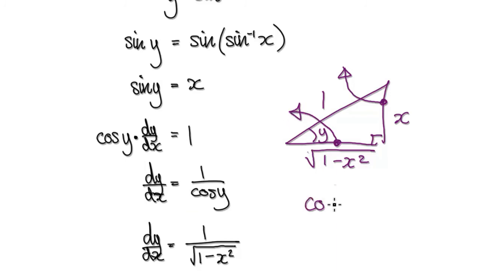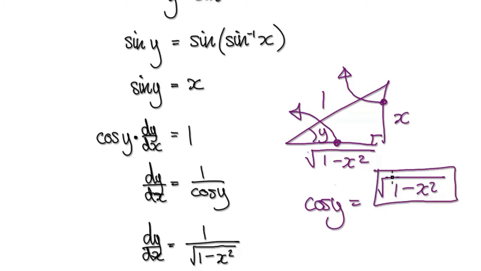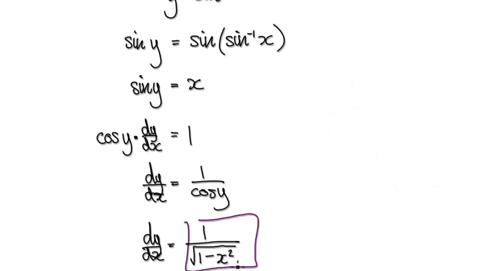So cos y equals adjacent over hypotenuse, which just collapses down to this thing here, divided by 1. It's the same thing. So cos y is actually the square root, this block here. We can then put this block into here. That will then give us this thing here. So when you differentiate it, dy by dx equals 1 over square root of 1 minus x squared.